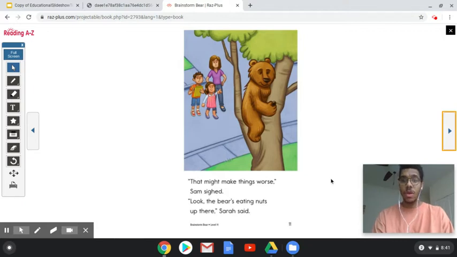So, I just read that the bear is eating nuts in the tree. Let's find out if that's an important thing in the story. Sarah looks enthusiastic about it. Sam said, "I got an idea." Let's see Sam's idea, because he's been sparked with excitement. Sam is now excited about his new idea about the bear eating nuts. Let's see.